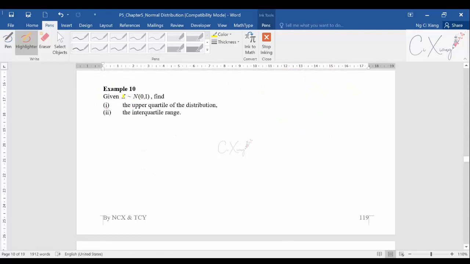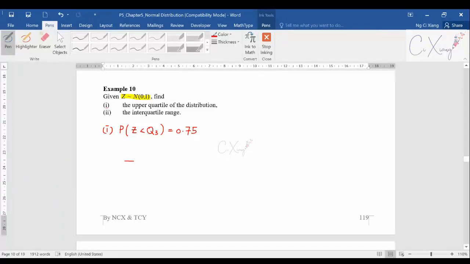Okay, so example 10, they tell you that Z is normally distributed, and then they want you to find the upper quartile of the distribution. So how can we start here? To get the upper quartile, you should know that Z smaller than the upper quartile, Q3, is equal to 0.75, 75%, right, the upper quartile. So from the smallest value until Q3, the probability is 0.75, 3 over 4.